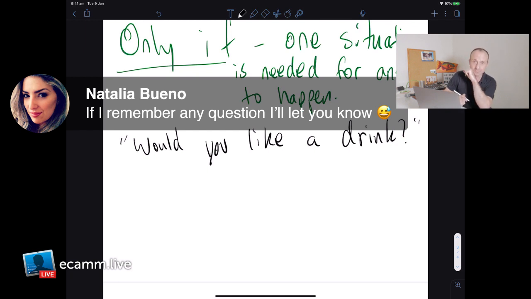Fantastic. Natalia, could you rewrite that sentence with should? It means happen by chance. Should means to happen by chance. Could you rewrite that sentence with should, and then could you use inversion? Just see if you can. And thank you for your comment.